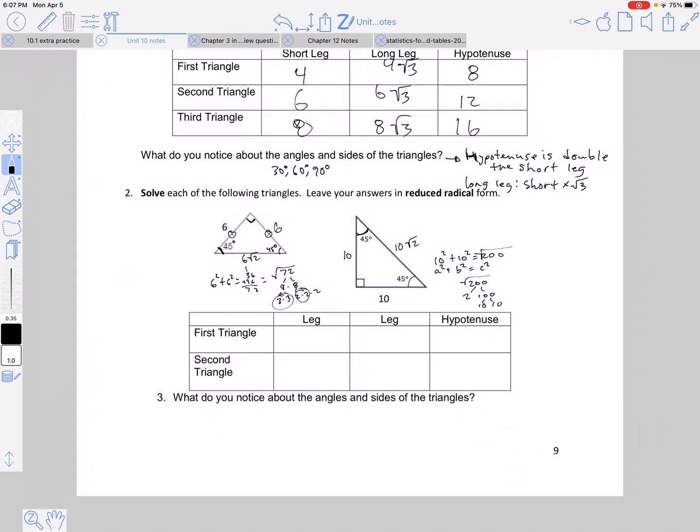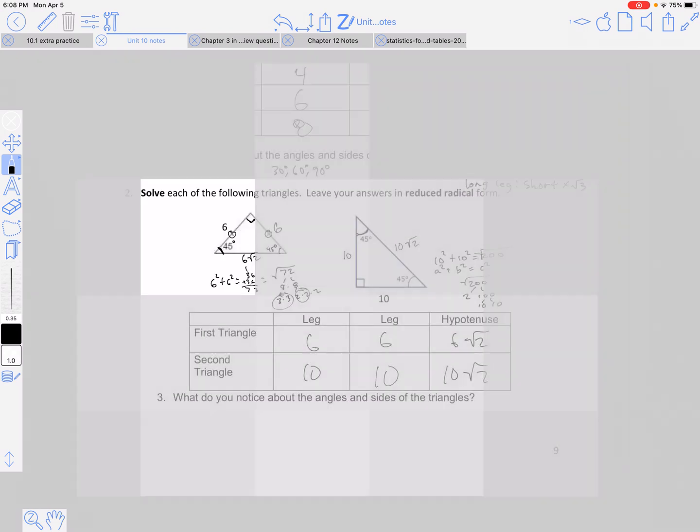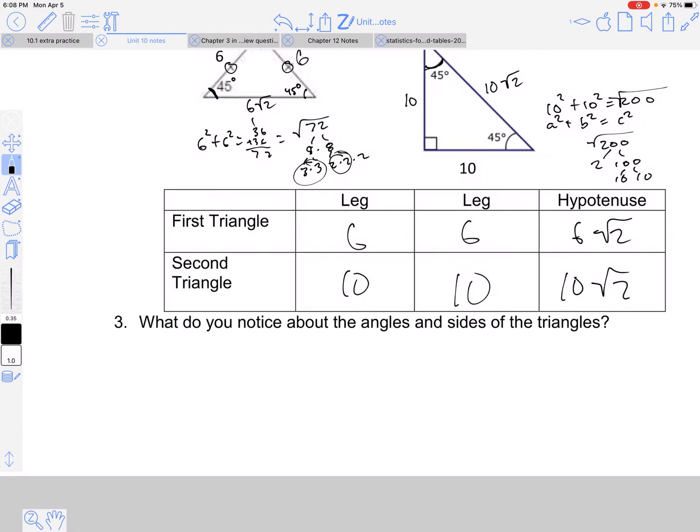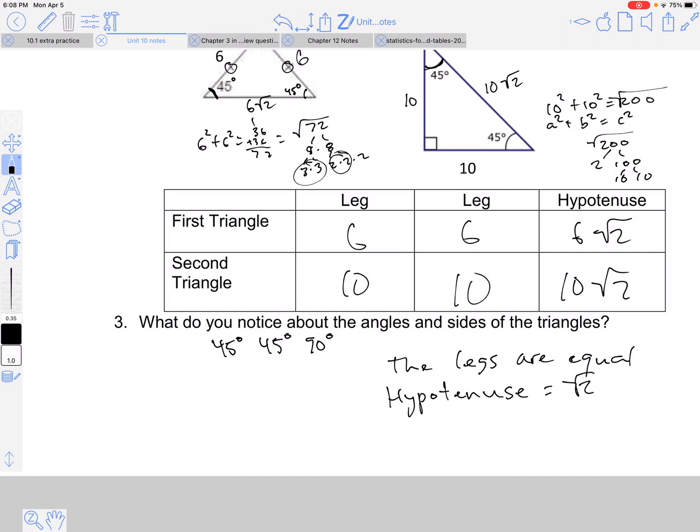So let's look at this. First triangle: leg is 6, leg is 6. Second triangle: leg is 10, leg is 10. And then the hypotenuse is 6 root 2 and 10 root 2. What do you notice about the angles and sides of the triangle? Well, the angles are all 45, 45, 90. The legs are always equal. And the hypotenuse is equal to root 2 times the leg.